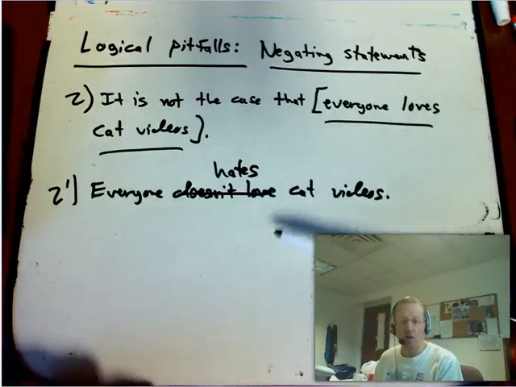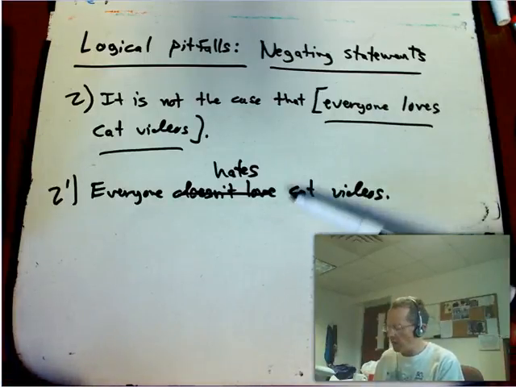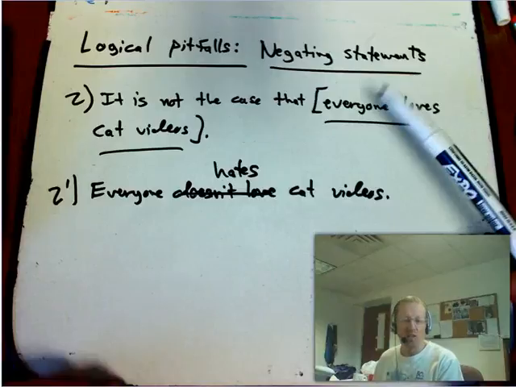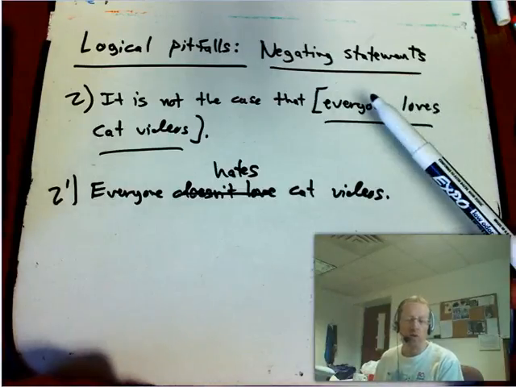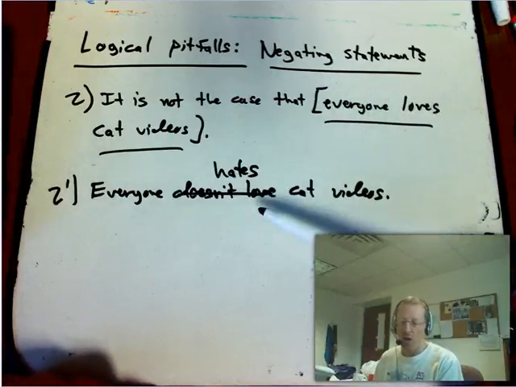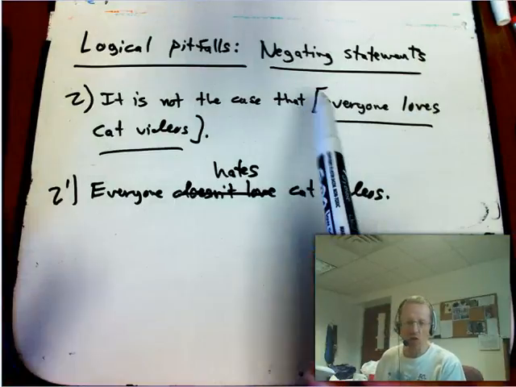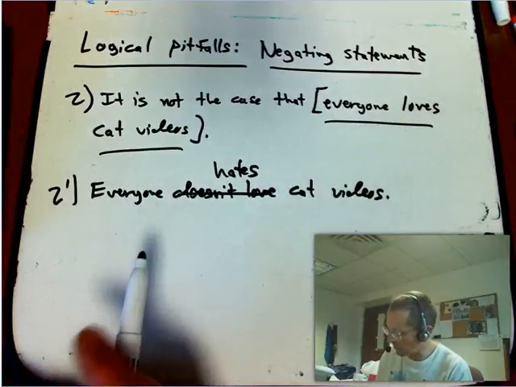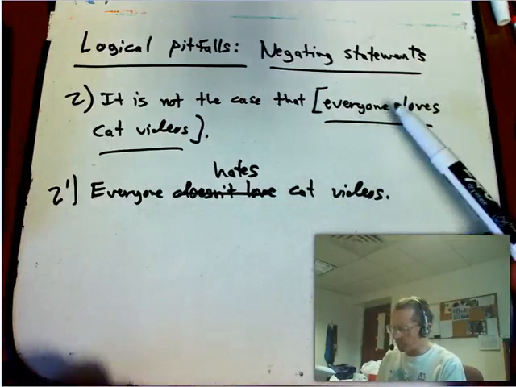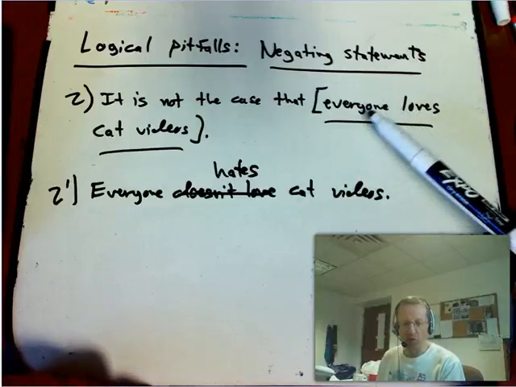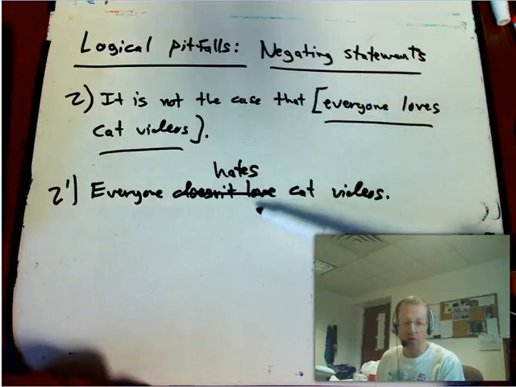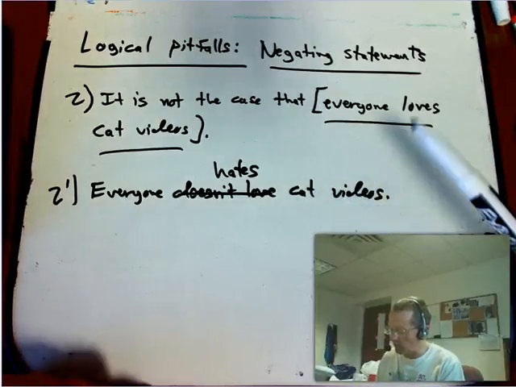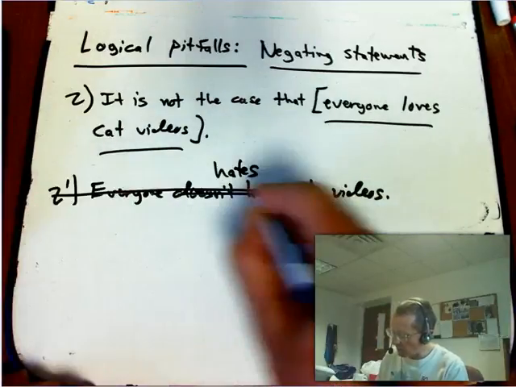This is a very, very common example of a pitfall. And if you're focusing on it, people tend not to get it wrong. But it's when you don't focus on it that it's very easy to get this wrong. And I see that a lot in logic and probability and things like that. So what's in between? It's not true that the only possibility is that everyone loves them, or everyone hates them, or everyone doesn't love cat videos. So this is not the correct negation.